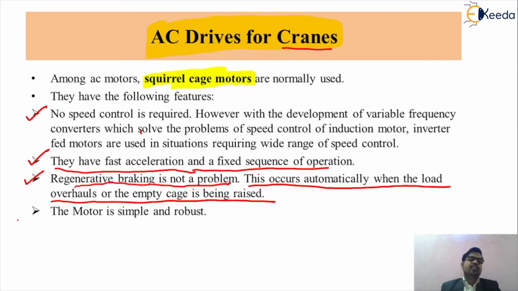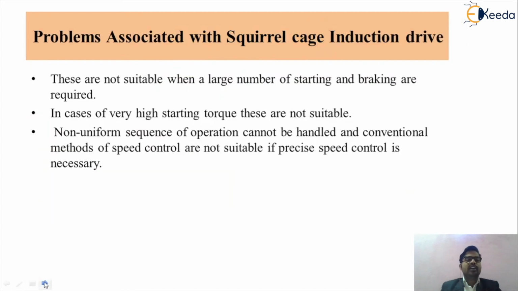And obviously the motor that we are using for the AC drive, the squirrel cage induction motor, is very simple in construction and robust, and the efficiency of this particular motor will be larger. So that's why in some applications we are preferring the squirrel cage induction motor for cranes. Along with that, we again get some problems associated with the squirrel cage induction motor. So that's why in industry we sometimes prefer the slip ring induction motor instead. So what are these different problems?